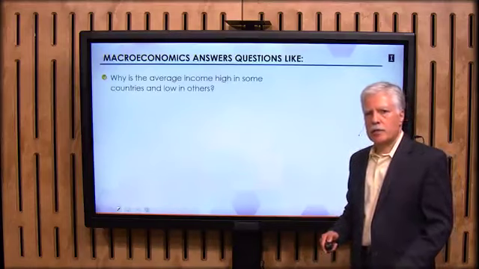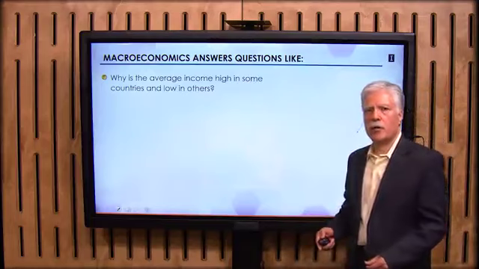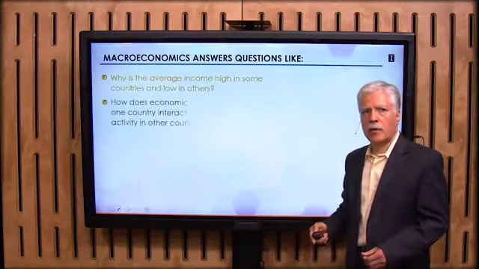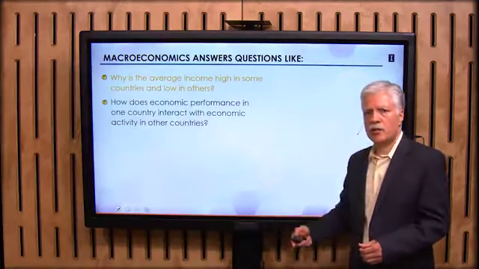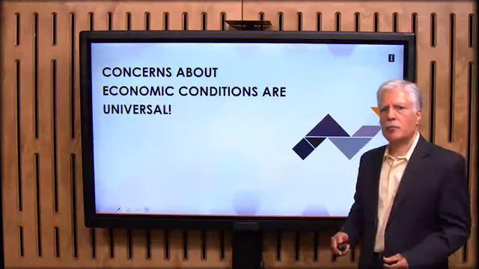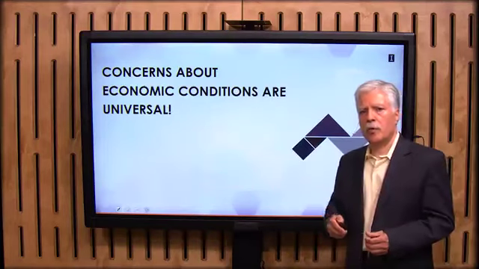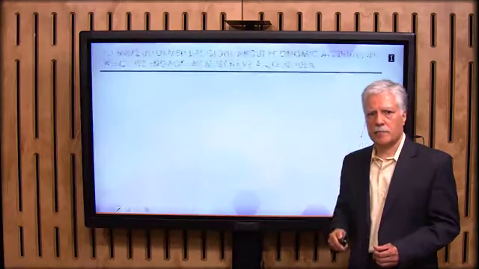Another set of questions is why average income is higher in some countries compared to others, why some countries grow faster than others. And we also would like to know how economic performance in various countries interact with each other. To summarize, concerns about economic conditions are universal. People all over the world are concerned about their economic conditions and worry about these variables that we've discussed and we will be studying in this course.